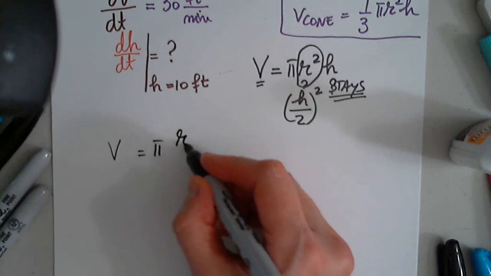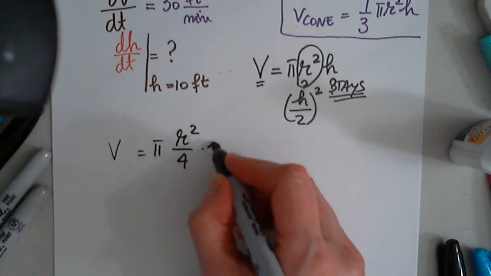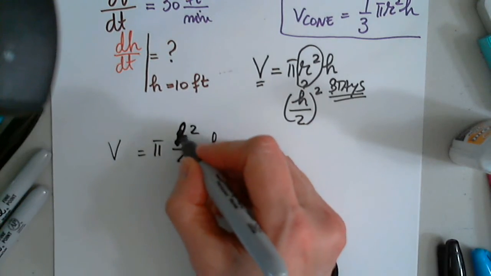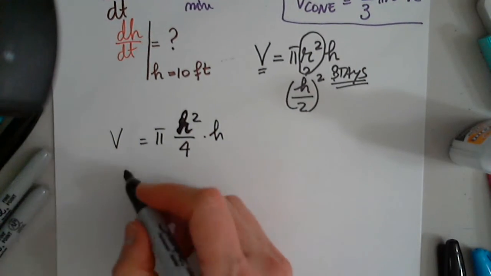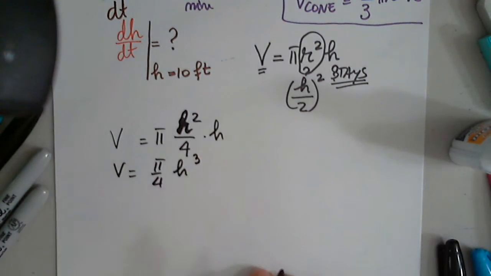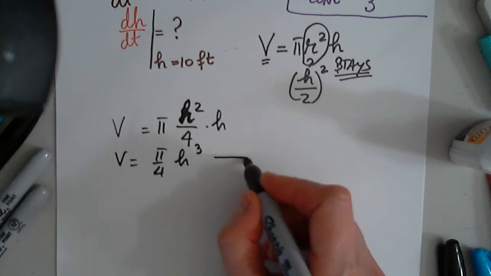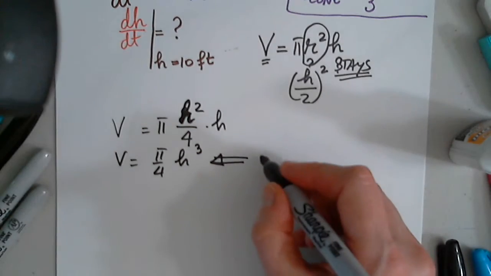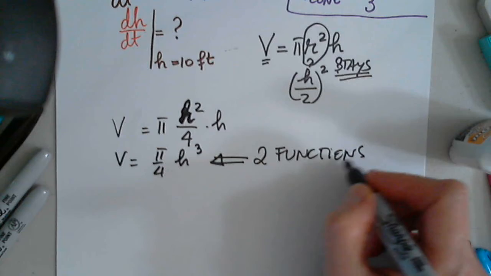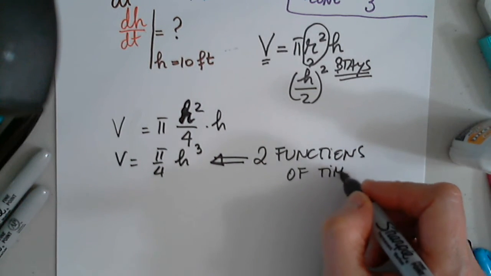pi r squared over 4 times, I meant h. H squared over 4 times h. The volume equals pi over 4 h to the third. Now keep in mind what we have in here. We have two functions of time.